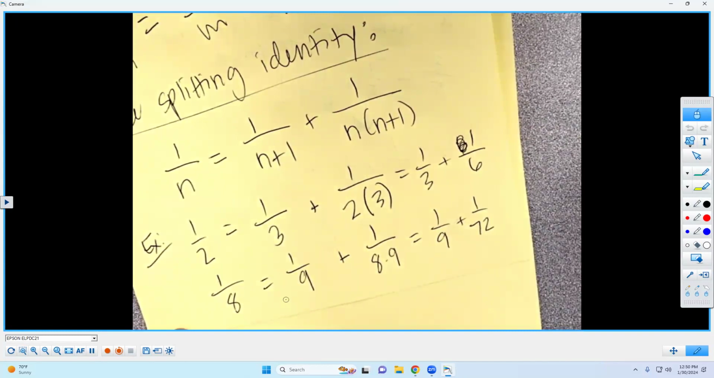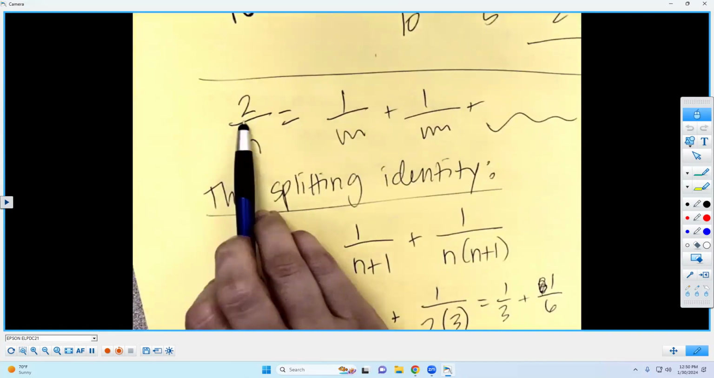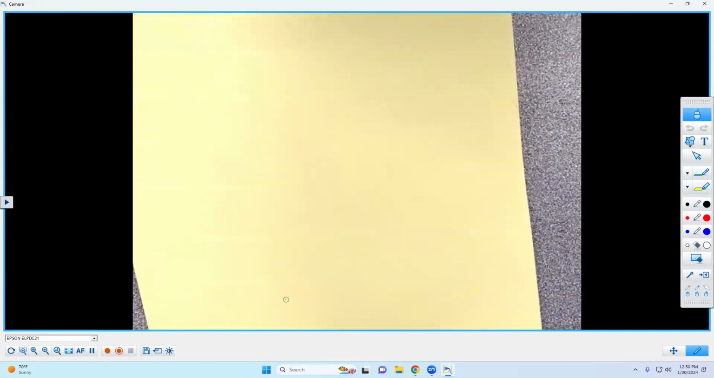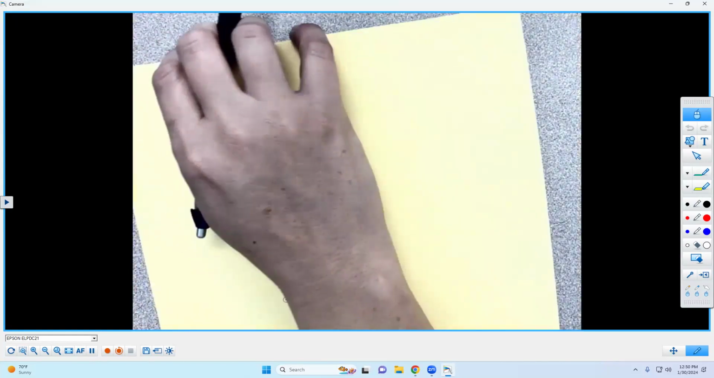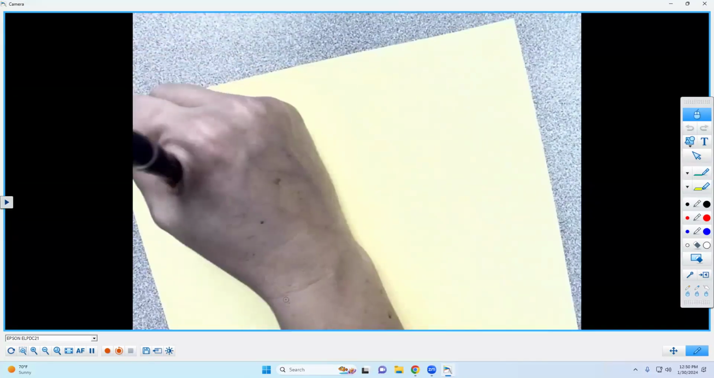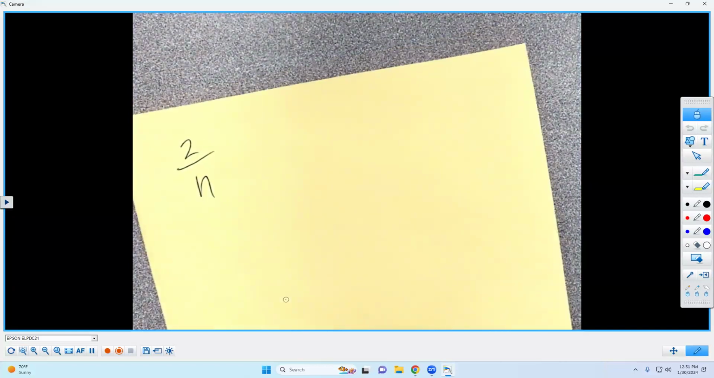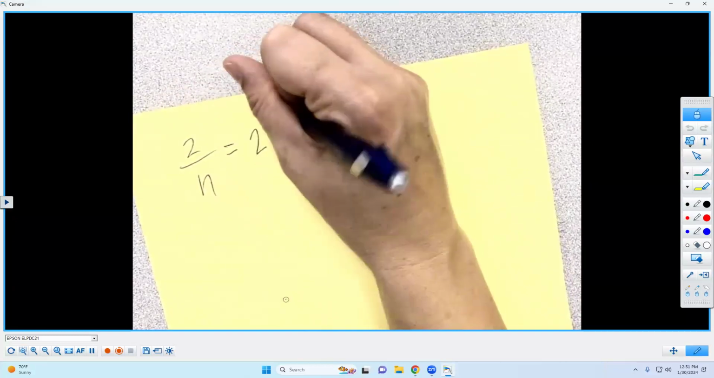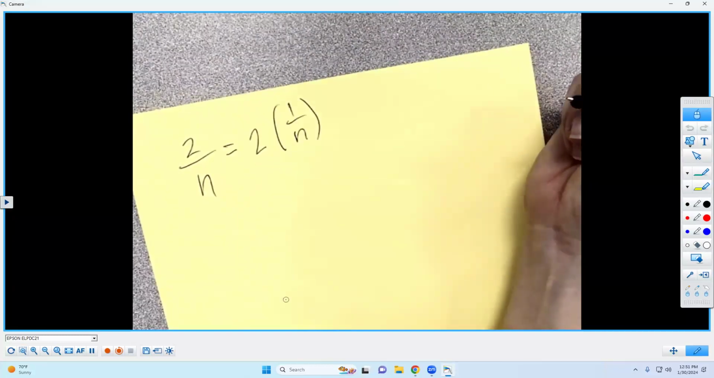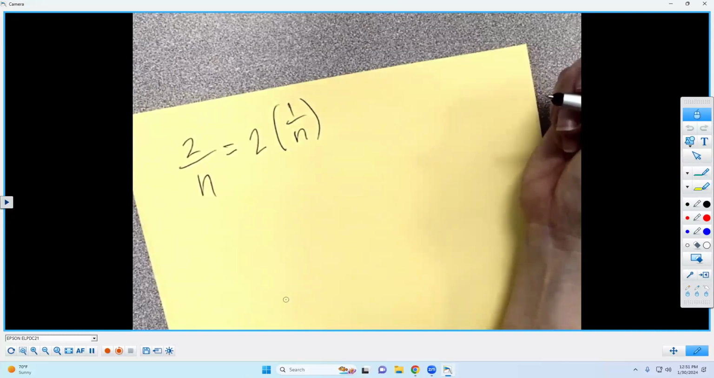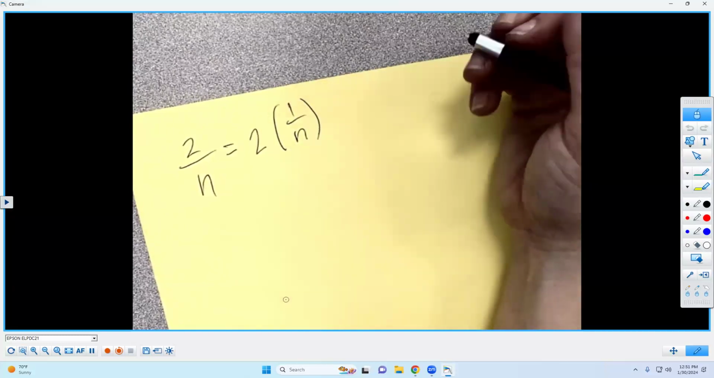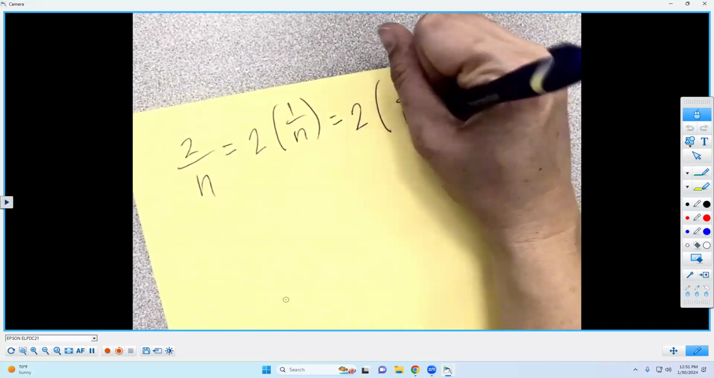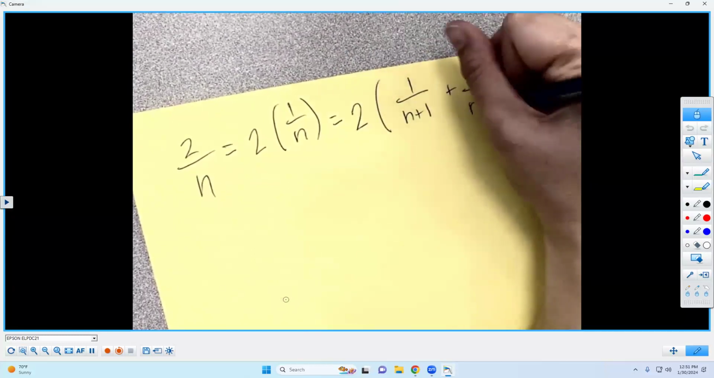So the way this works or is helpful to us if it's a number on top other than 1 is if I had the problem 2/n, I could rewrite that as, the idea is that's the same thing as 2 times 1/n. Agree? Yeah. So then the idea is the formula is just 2 times 1/(n+1) plus 1/(n(n+1)).